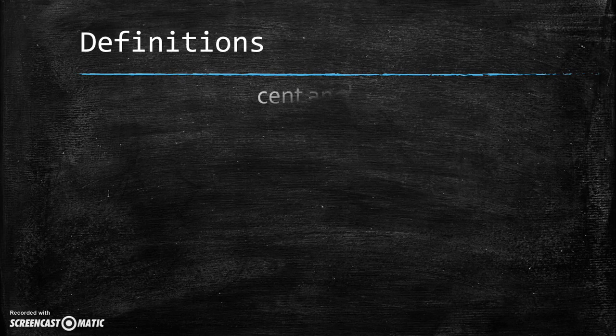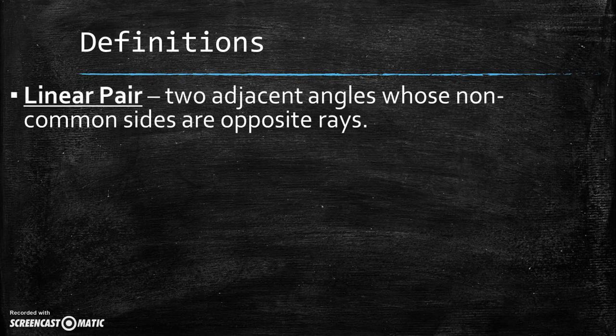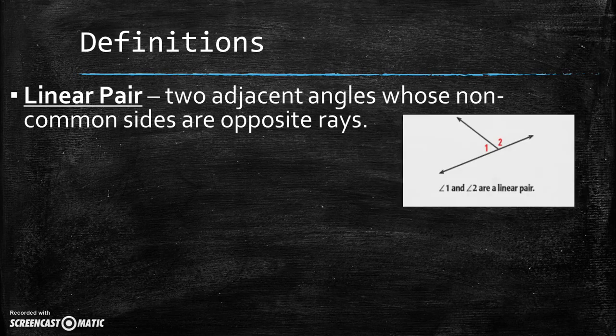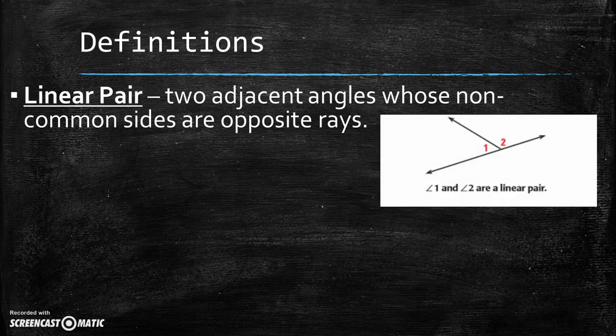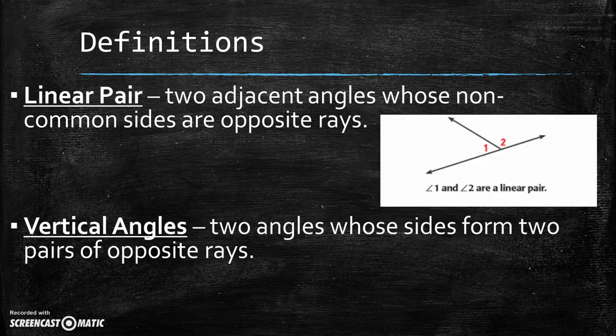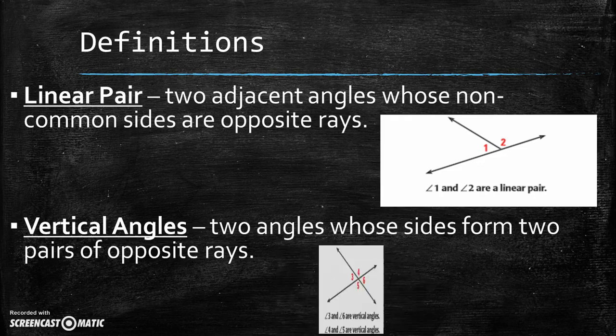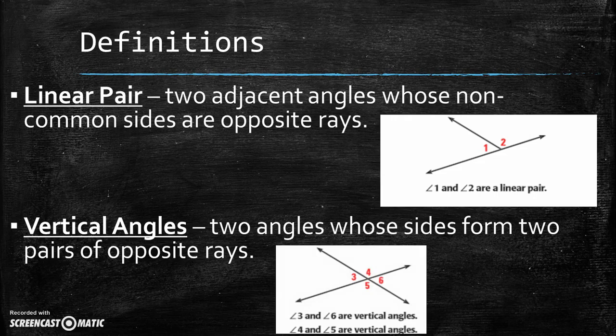A couple more definitions. We have a linear pair. These are two adjacent angles whose non-common sides are opposite rays. In other words, they form a straight line. And then vertical angles. These are two angles whose sides form two pairs of opposite rays. They're two lines that intersect. Here, in the first example, angle 1 and angle 2 are a linear pair. In our second, for the vertical, 4 and 5 are vertical, 3 and 6 are vertical. Notice that they aren't adjacent, but they share a vertex.